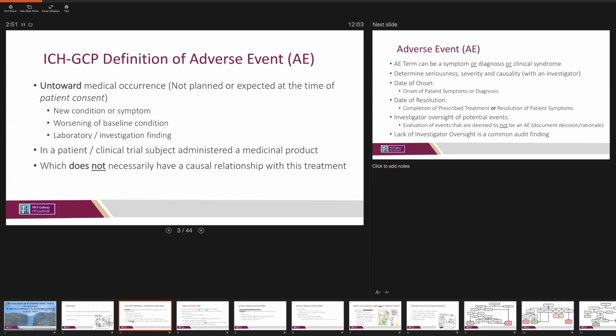For the purposes of clinical trials and based on trial regulations, it occurs in a patient or a subject who's been administered a medicinal product. That's also extended into clinical devices, those sorts of studies. And then a critical thing that most clinicians aren't aware of is that it doesn't necessarily have to have a causal relationship with the treatment under investigation. So very commonly, PIs and investigators will say to you, oh, you don't report it because it's not related. That's not correct. You do need to report it, even if you think it isn't.